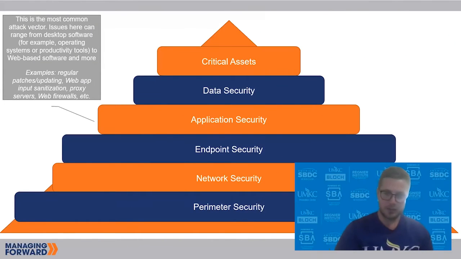So going down another layer on the pyramid here, we have application security. This is the most common attack vector. Issues here can range from desktop software like Microsoft Word or just operating systems or productivity tools to web-based software and more.